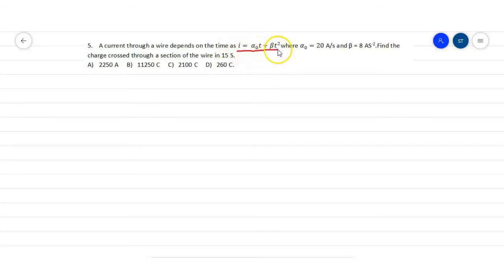Hello everyone. The question given is: a current through a wire depends on time as I is equal to alpha naught into t plus beta t square. Alpha is 20 amperes per second and beta is 8 amperes per second square. Find the charge crossing through the cross section in 15 seconds.